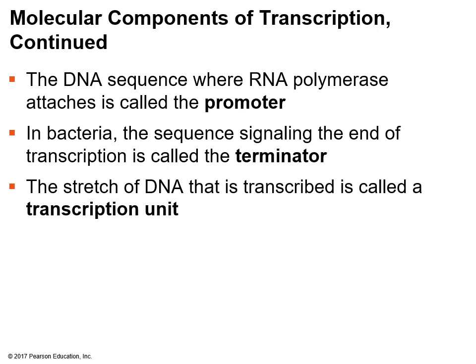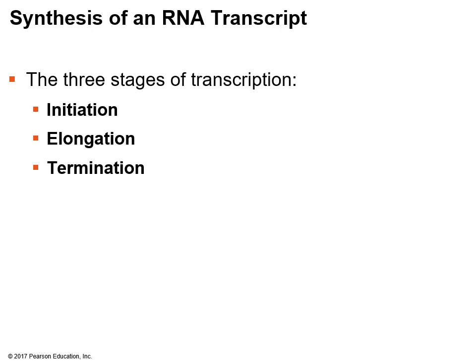The DNA sequence where RNA polymerase attaches is called the promoter, as we saw in the video in our previous slide. In bacteria, the sequence signaling the end of transcription is called the terminator. So again, RNA polymerase is going to first attach to the promoter, and transcription is going to end when RNA polymerase reaches the terminator sequence in DNA. The stretch of DNA that is transcribed is called a transcription unit. So let's take a look at initiation, elongation, and termination in transcription.